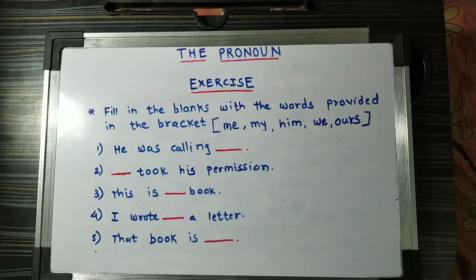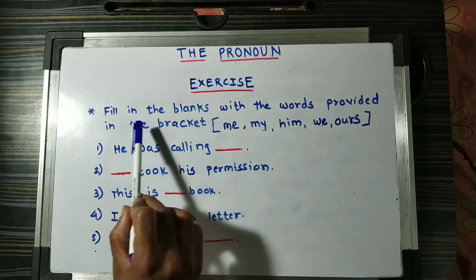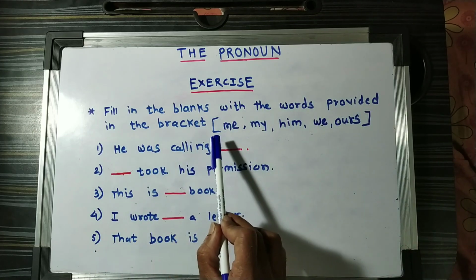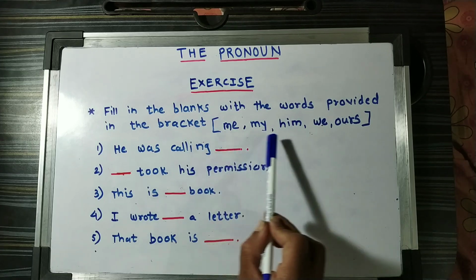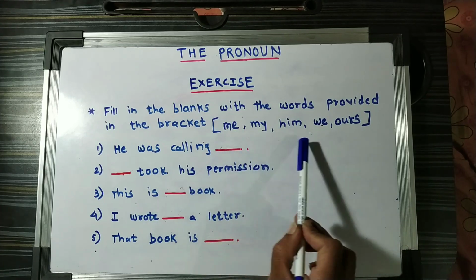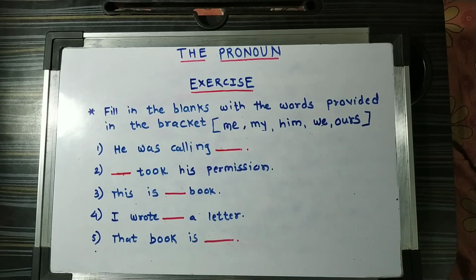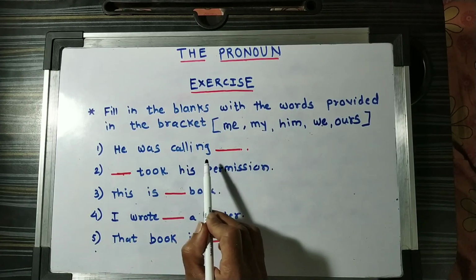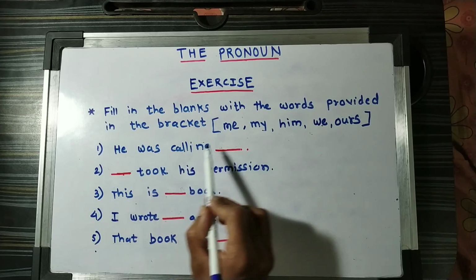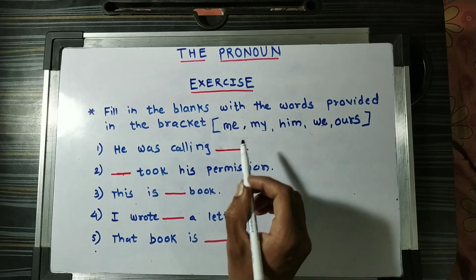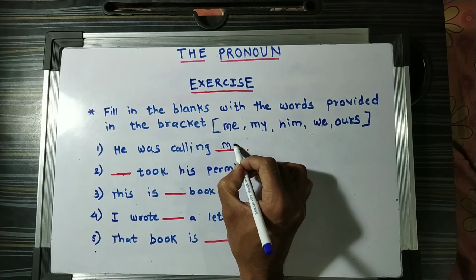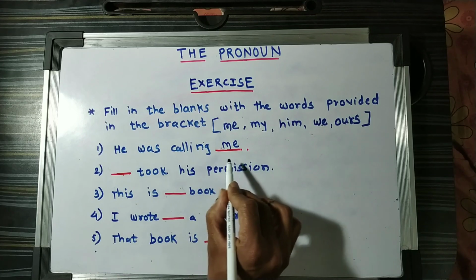Okay friends, now it is time to start with the exercise. What is the exercise? Fill in the blanks with the words provided in the bracket. So here is a bracket in which some pronouns are provided and we have to select the appropriate pronoun and put that in the blank. So let's start. He was calling dash. He was calling me. Yes, meaning is getting clear. So the first word we have got is me.